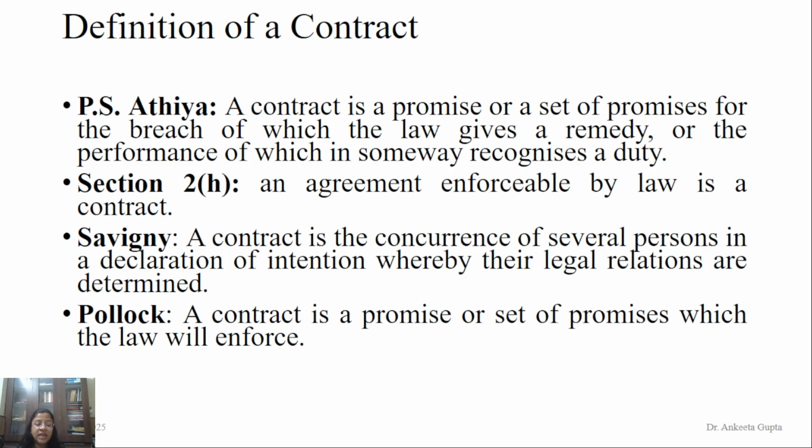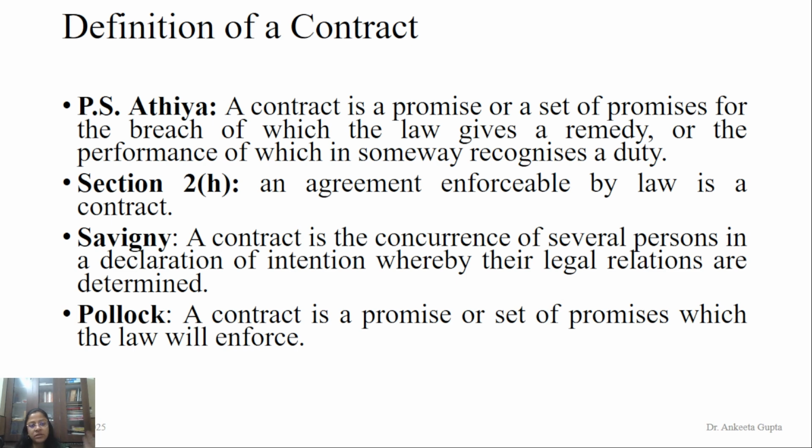Next, Savigny. Savigny, with his historical perspective, says that a contract is the concurrence of several persons in a declaration of intention whereby their legal relations are determined. So what Savigny is saying is that there are not just one or two, but there are several persons who have given their intention, which means they're talking in terms of consent. They're talking in terms of their mental state of mind, and then they are declaring their intention, and on the basis of that, they're creating a legal relationship.